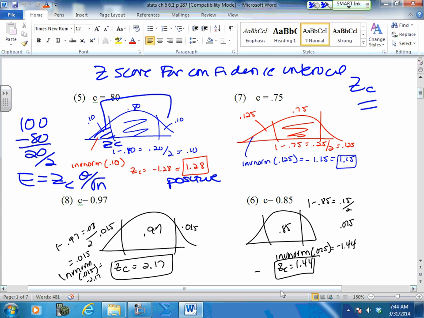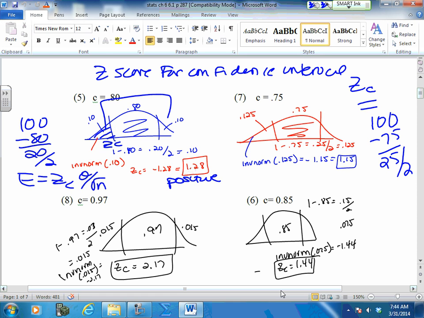75 works the same way. Take 100, subtract 75, divided by 2. Each one is 12.5%. Move your decimal. All right. Are we comfortable with this?